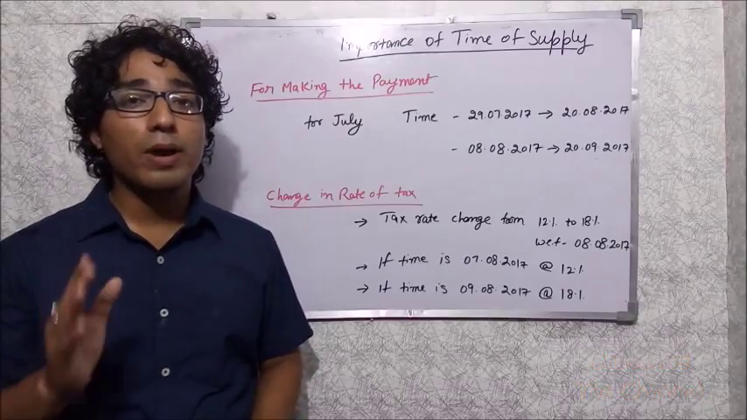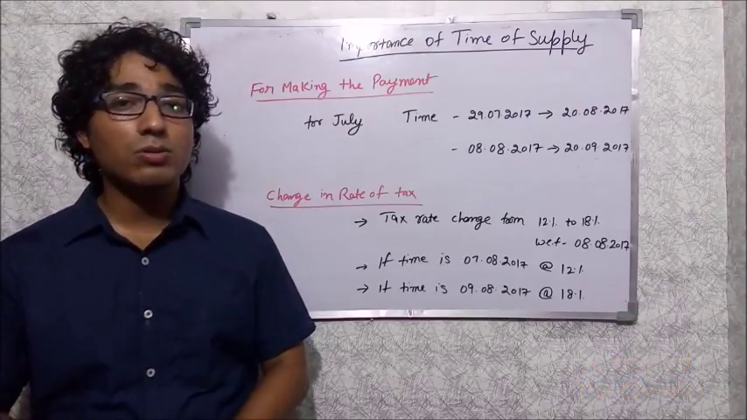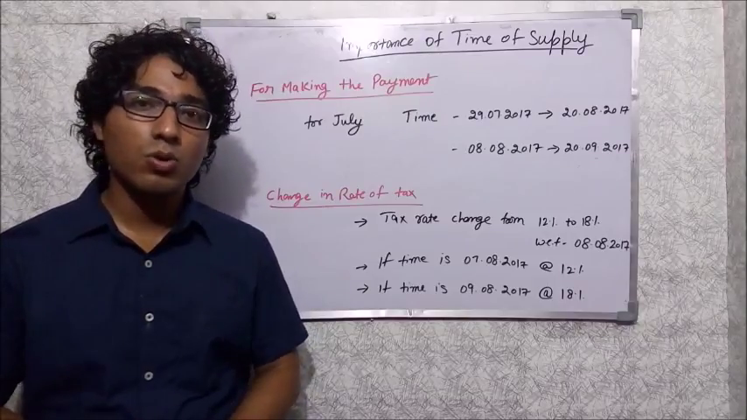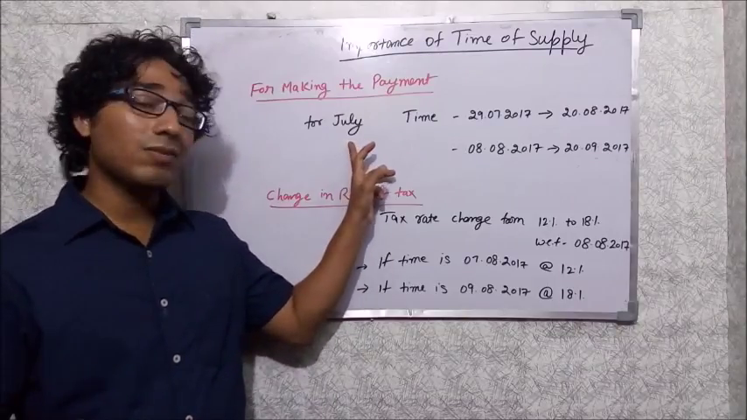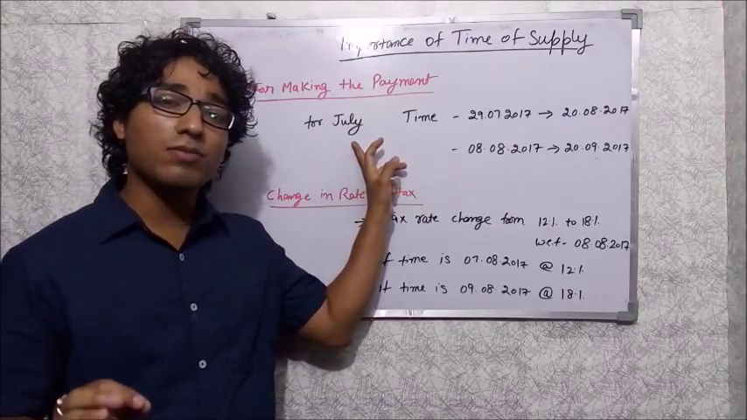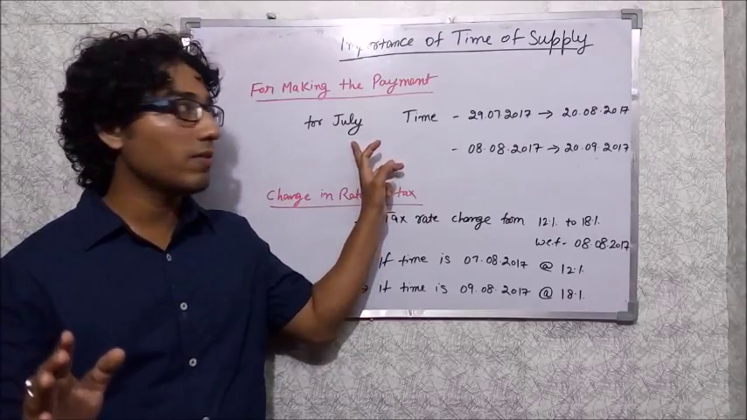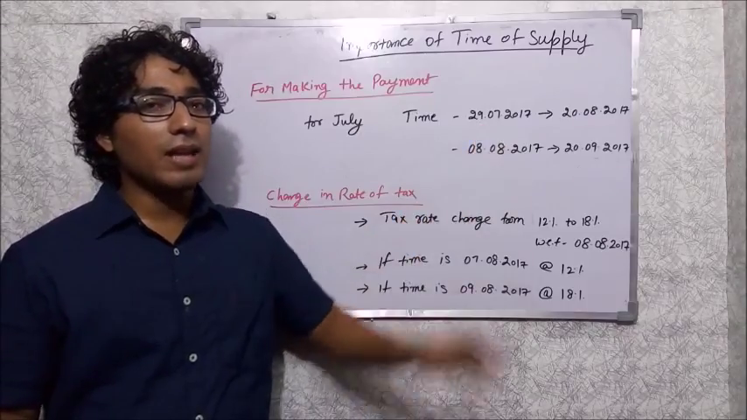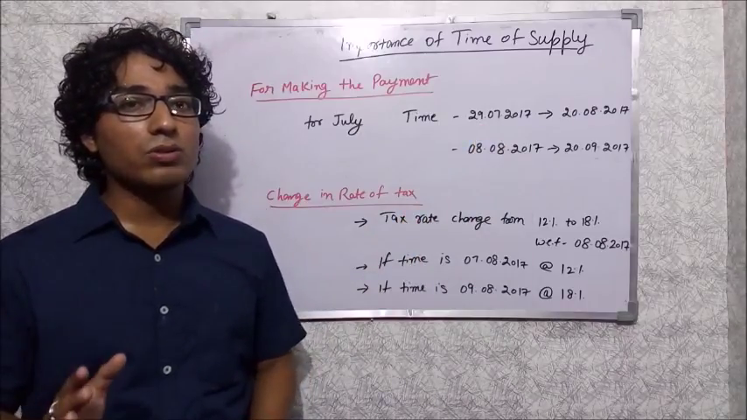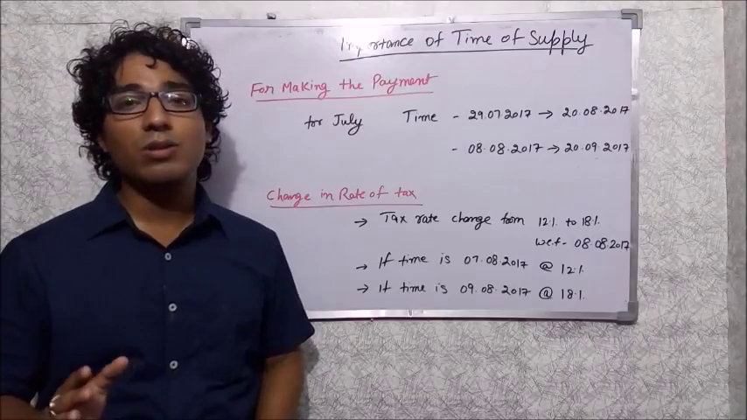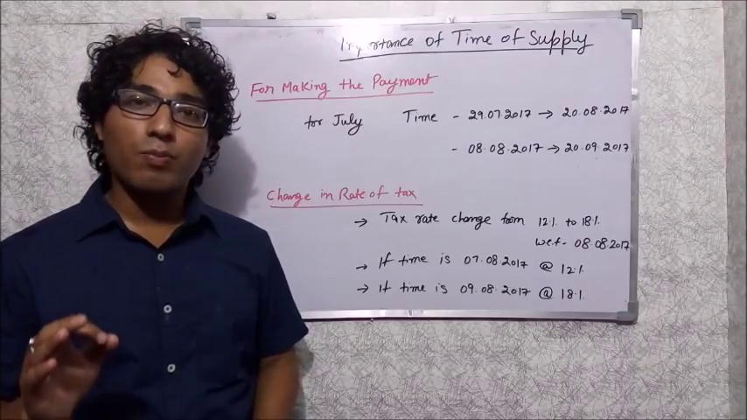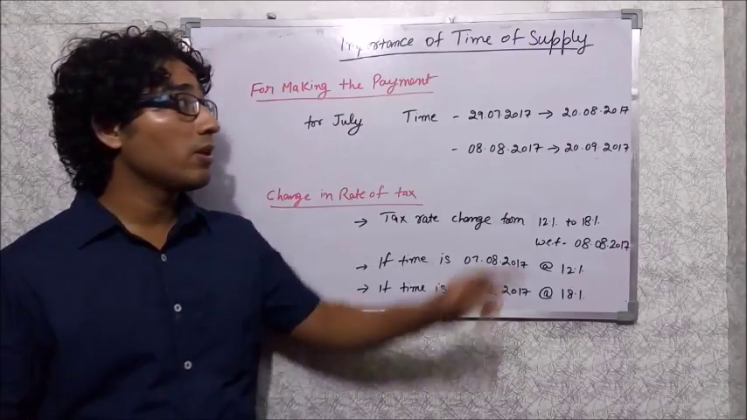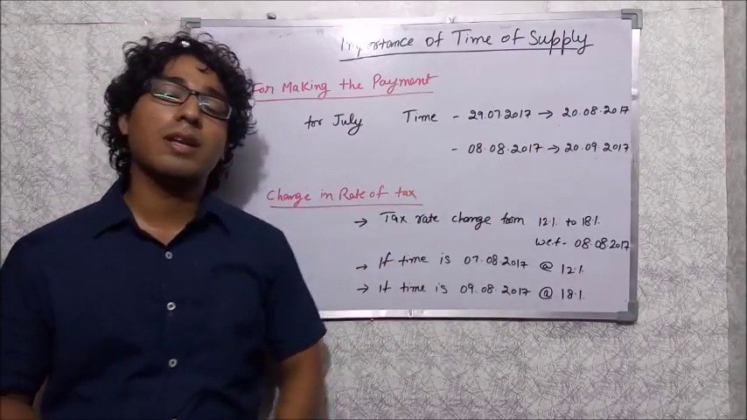So make up your mind that the due date is the 20th August 2017 for the month of July. Suppose you want to pay the tax for the month of July, and the time of supply of those goods or services is 29th July 2017. Then you have to pay the tax in respect of that supply by 20th August 2017.